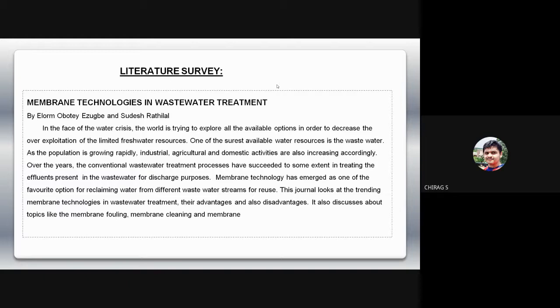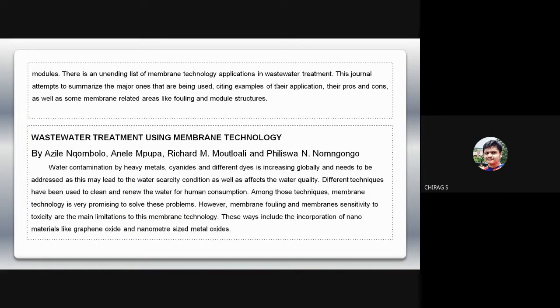Over the few years, the conventional wastewater treatment processes have succeeded to some extent in treating the effluents. Now, membrane technology has emerged as one of the favorite options for reclaiming the water from different wastewater streams. This journal looks at the trending membrane technologies in wastewater treatment, their advantages and also disadvantages. It also discusses topics like membrane fouling, membrane cleaning, and also other membrane modules. There is an unending list of membrane technology applications in wastewater treatment. This journal attempts to summarize the major ones that are being used.